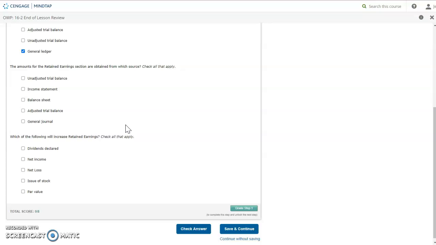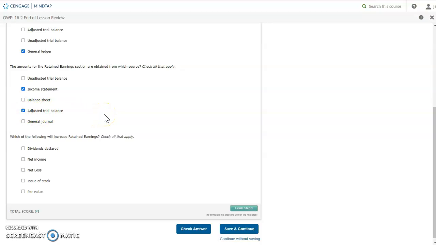Next one, the amounts for the retained earnings section are obtained from which source? Check all that apply. Now, retained earnings, there's going to be multiple sources that we are going to use. We are actually going to use our income statement for our retained earnings, and then we're also going to use our adjusted trial balance.